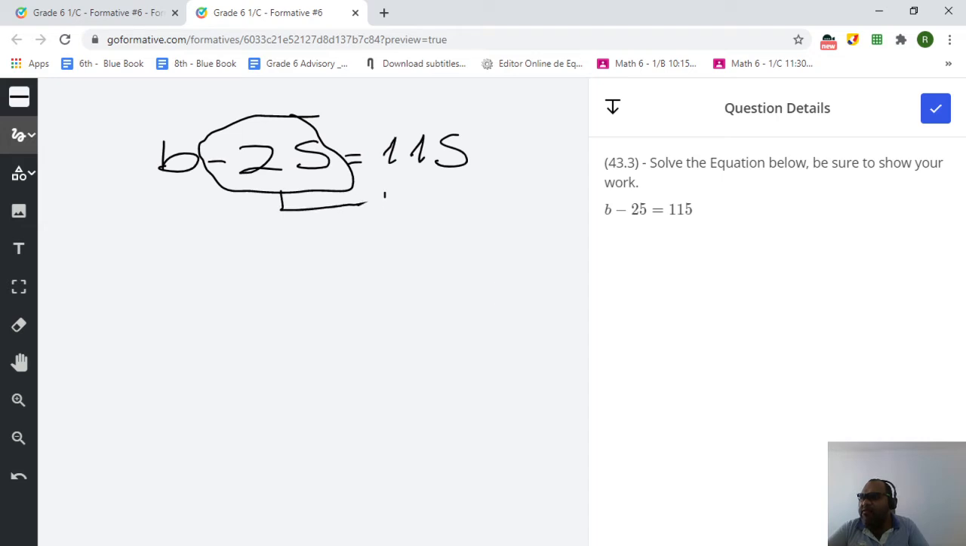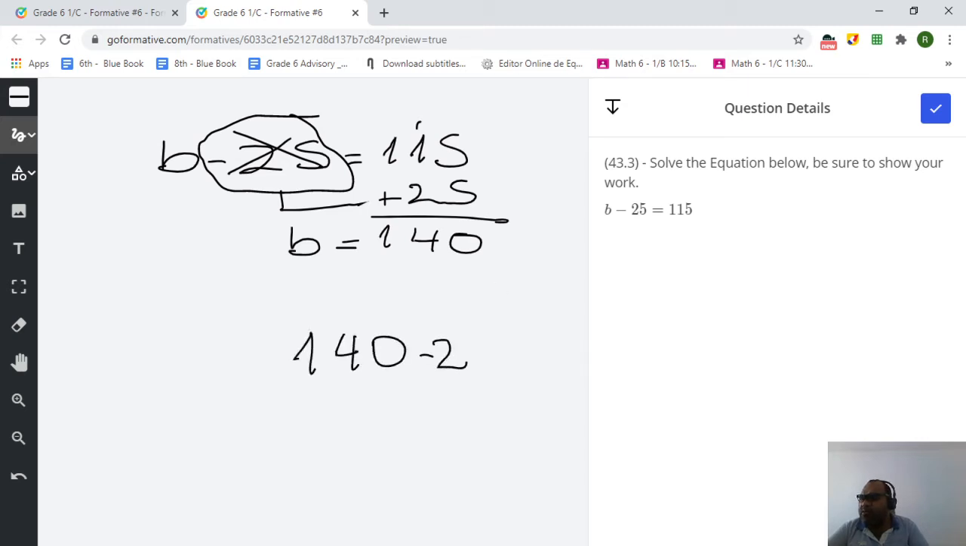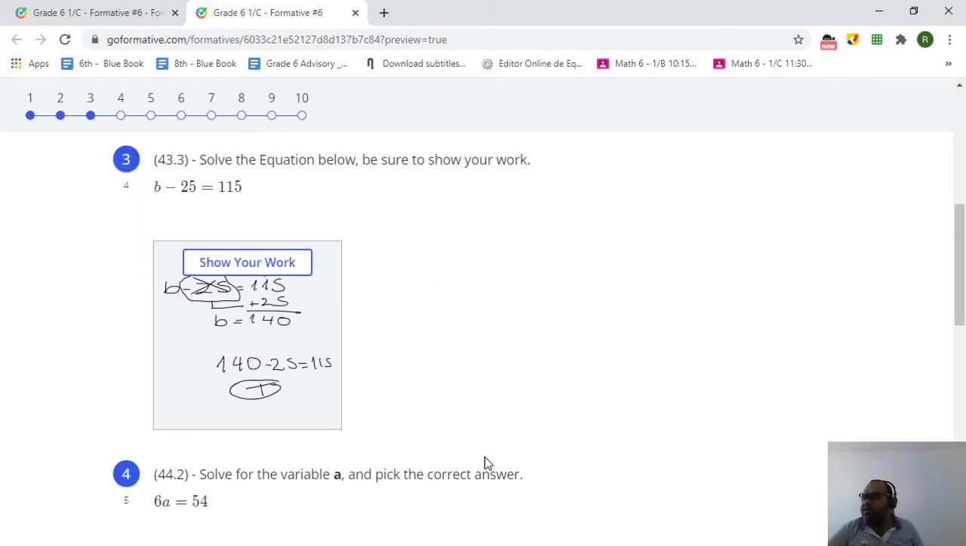Adding 25. 115 plus 25: 5 plus 5 is 10, carry 1. 1 plus 1 is 2, 2 plus 2 is 4. 140, b equals 140. Let's check right now. 140 minus 25 is 115. Is it true or false? True. Great. Done. I solved 2 questions over here.